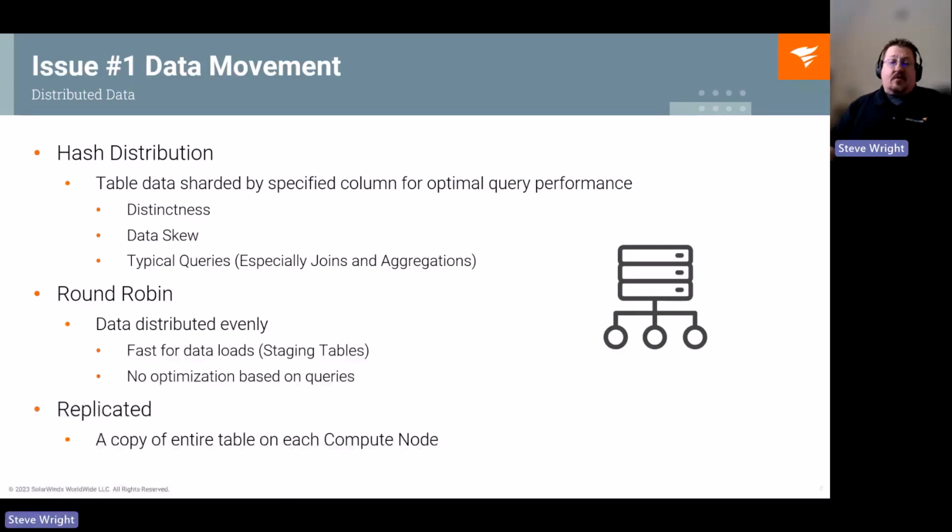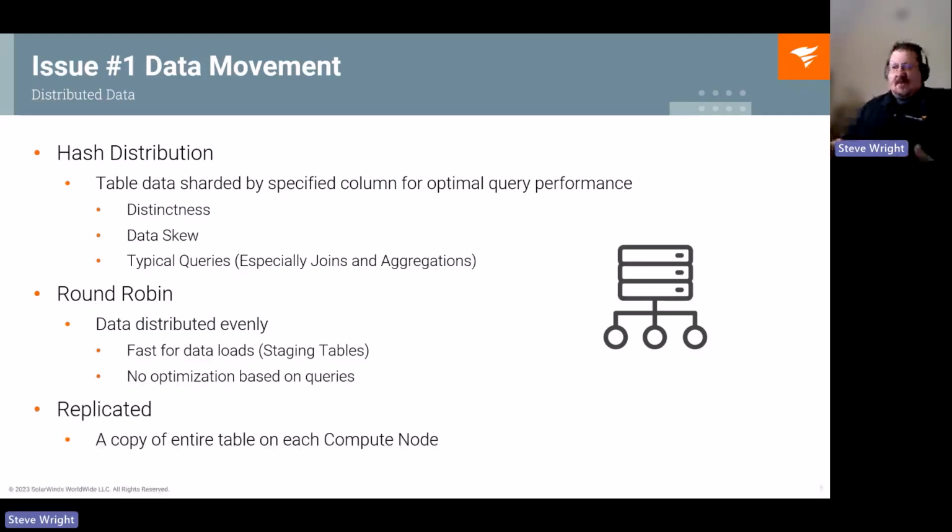And then, like I said, most importantly, and this is again going to be part of that iterative process, are the typical queries, the workload. In particular, joins and group bys, because we talk about this first issue you see here that I have at the top, data movement.